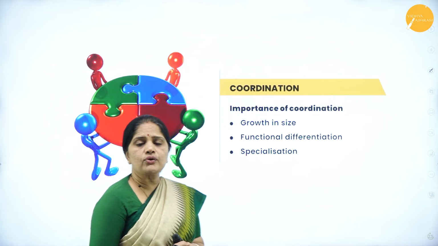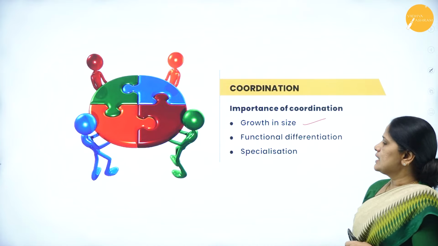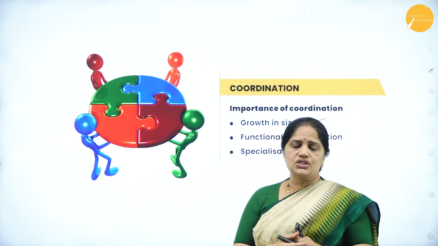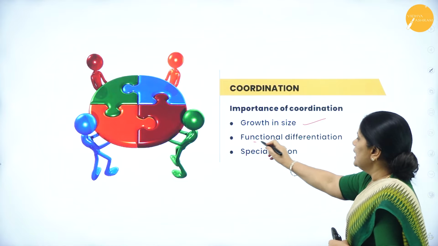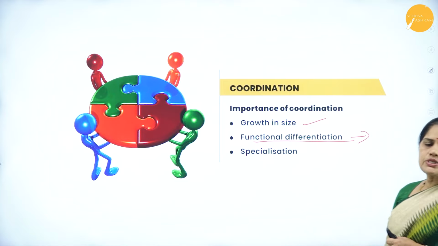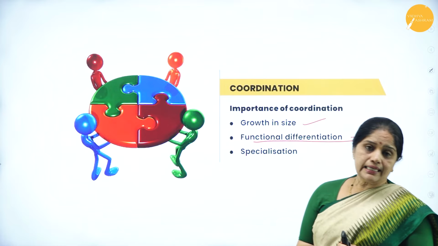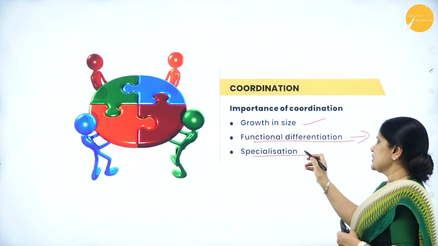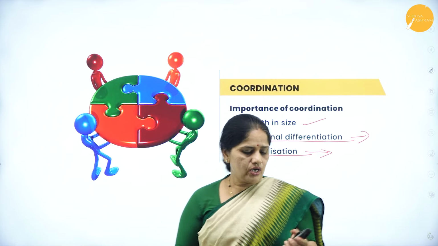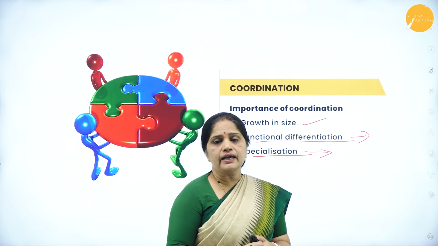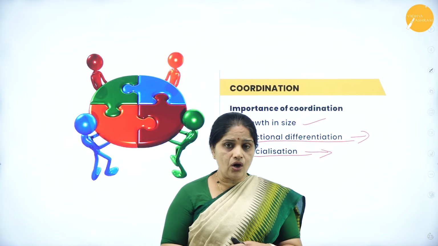Then importance of coordination. So why do we say that coordination is important? First one is growth in size. If you want to have the growth in the size of the organization, then we should have coordination between all the departments. Then functional differentiation. So the coordination helps to see that whatever the functions of each department, they are all well coordinated and they do their functions. And lastly, the specialization. So coordination ensures that there is specialization of activities within the organization. So in this way, we can see that the coordination is the essence of management. So without coordination, we cannot run an organization.